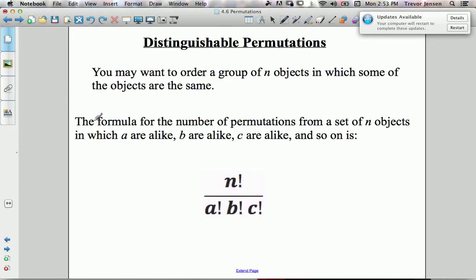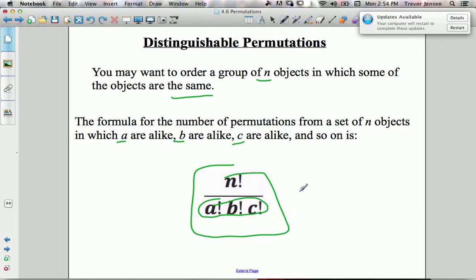When you have permutation problems, you may have some objects that are identical within your set of objects. So you may want to order a group of n objects in which some of the objects are the same. That's where this formula comes from, and I'll explain why we have A factorial, B factorial, C factorial on the bottom. Basically, the formula is for the number of permutations from a set of n objects in which A are alike, B are alike, C are alike, and so on.